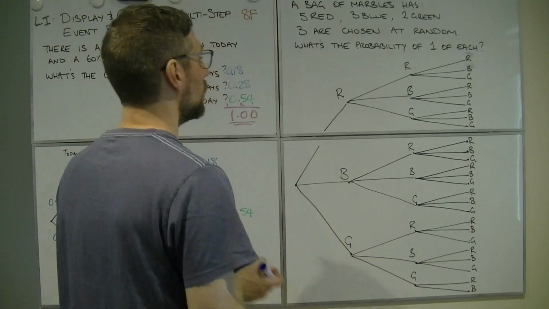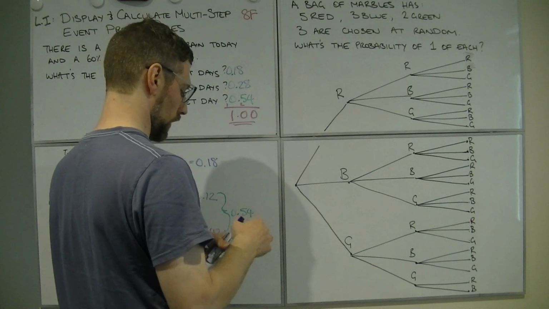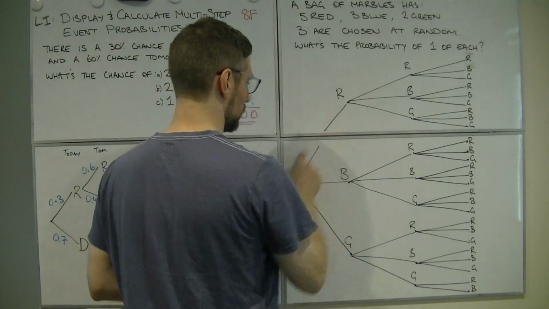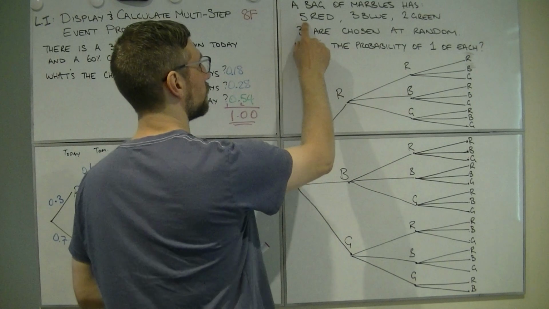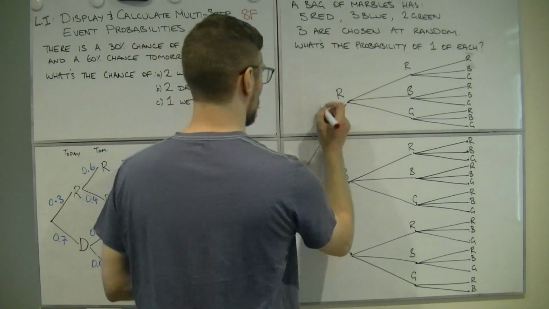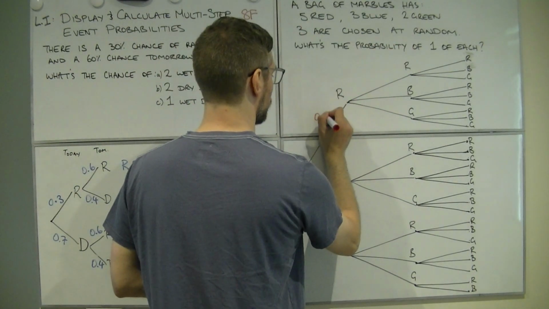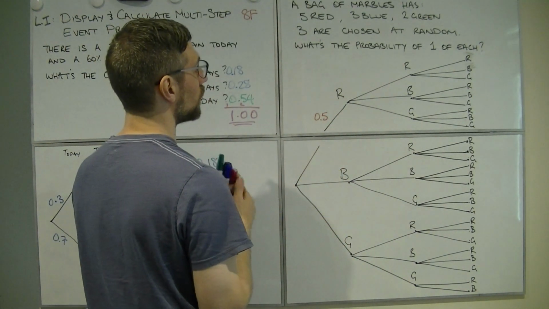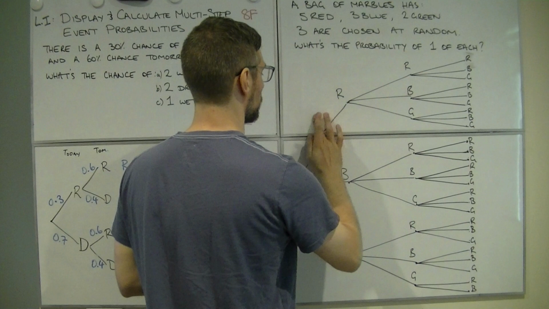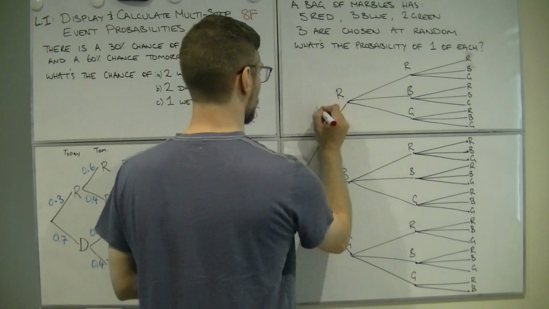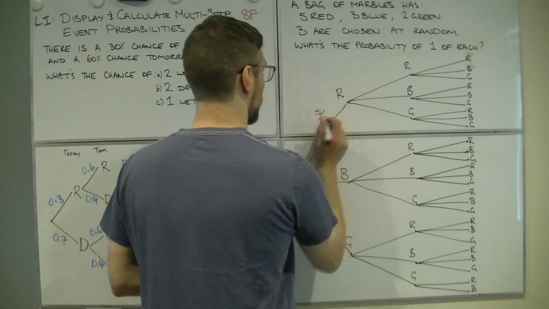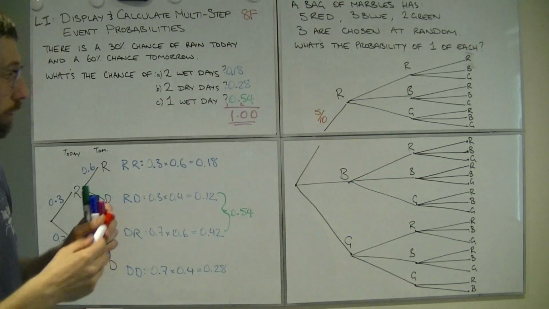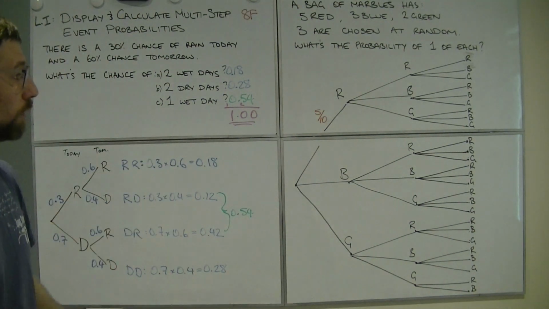Okay. Well, what's the probability that I get red first? Well, that's 5 out of the 10. So 0.5. In fact, I'll make these all fractions because otherwise the decimals are going to get too long. 5 out of 10. Now I could change that to a half, and that's totally fine. You can do that if you want.